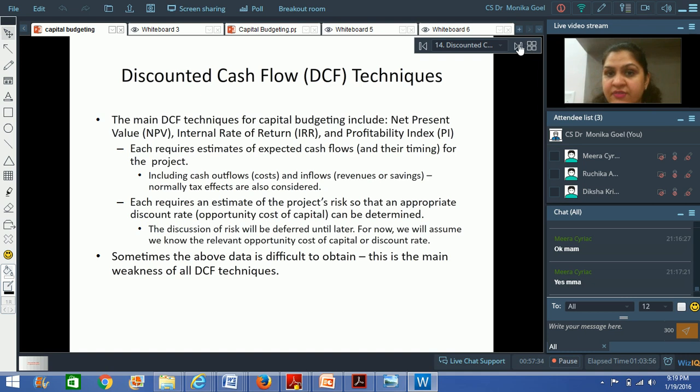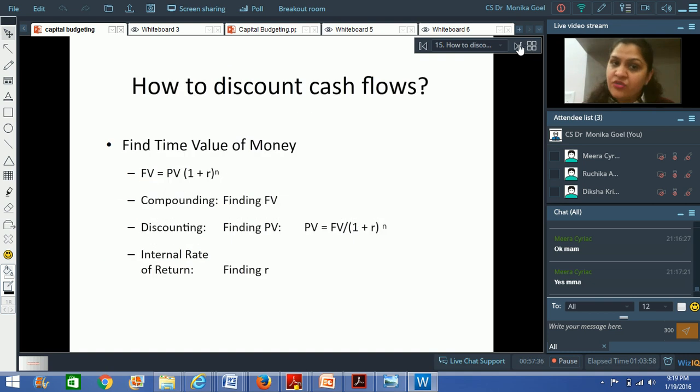So, at times, if we cannot estimate the cash flows, or if we cannot estimate the cost of capital, then we cannot use the discounted cash flow techniques.